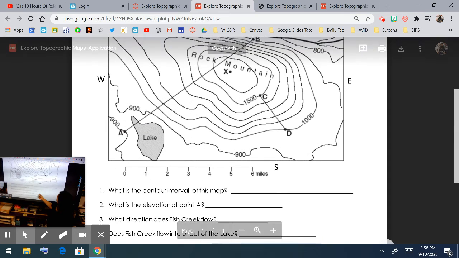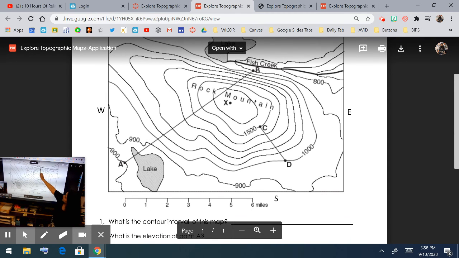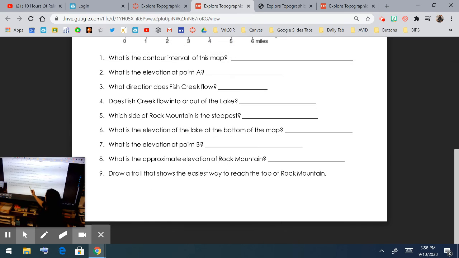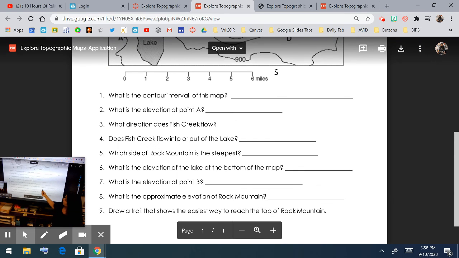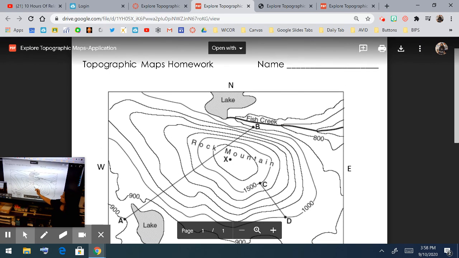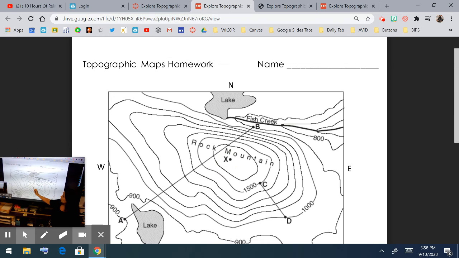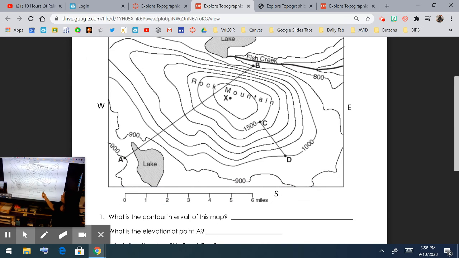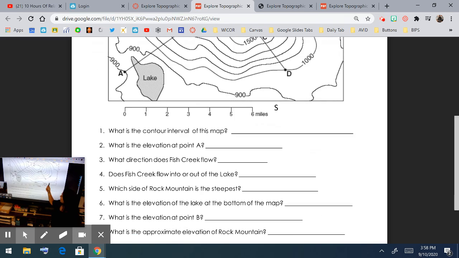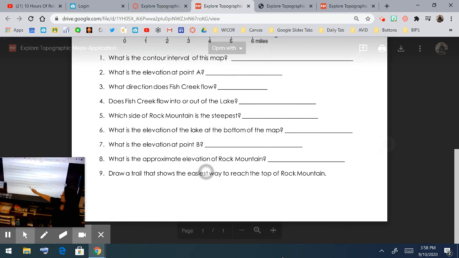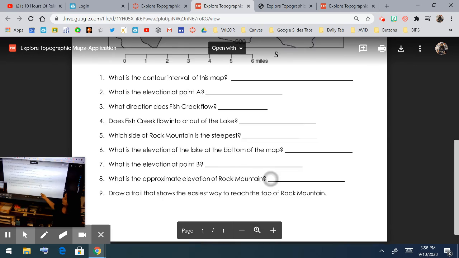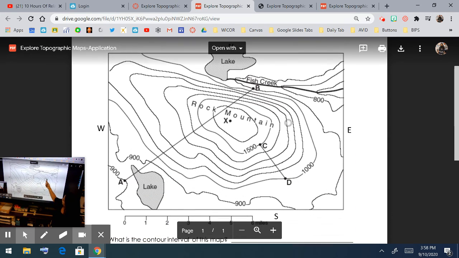Elevation at point B. So if you find point B right here, you're going to need to figure out how to follow that line until you see another number, and then figure out what that number tells you about the line next to it. What's the approximate elevation of Rock Mountain, y'all? So we definitely talked about that. Remember, I told you that there is no number here, so you have to kind of look at the number before and then figure that out. You can put a range if you want. And then last but not least is draw a trail to show the easiest way. So we talked about how that is the least steep way.